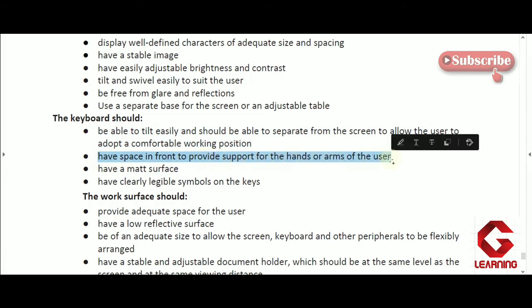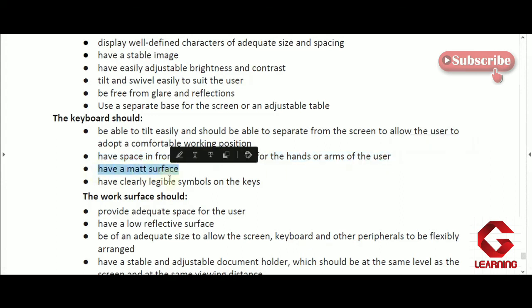So actually what is mentioned here is that after placing the keyboard on the desk, there must be enough space on the desk. So the user will be able to keep his palm on the desk and then can type easily. So we can say that there must be some space on the desk after placing the keyboard, so the user is able to place his palm and can type easily.